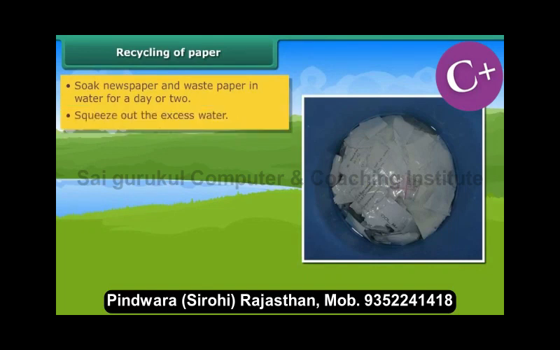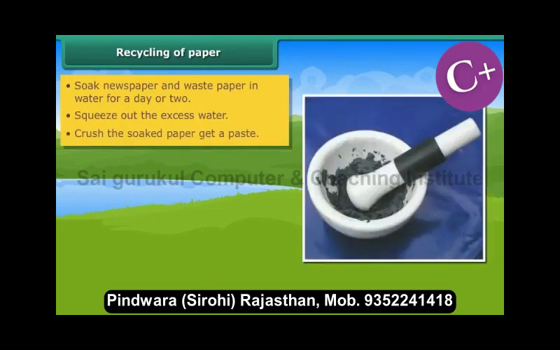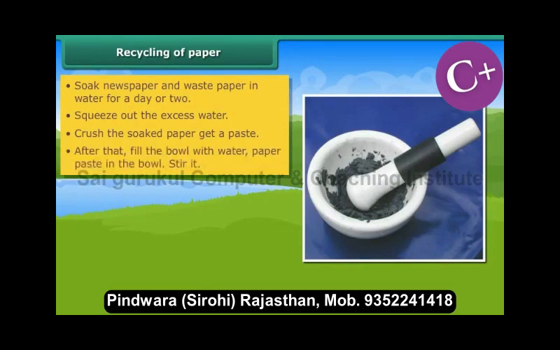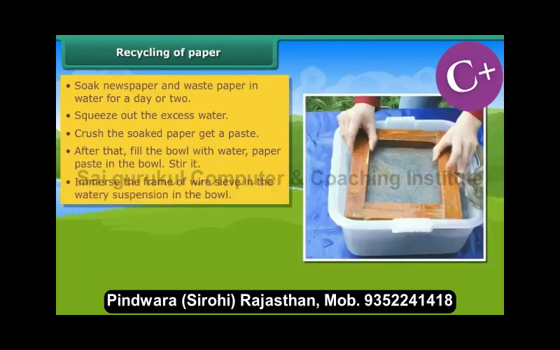Squeeze out the excess water. Crush the soaked paper to get a paste. After that, fill the bowl with water. Put the paper waste in the bowl. Stir it. Immerse the frame of wire sieve in the watery suspension in the bowl.